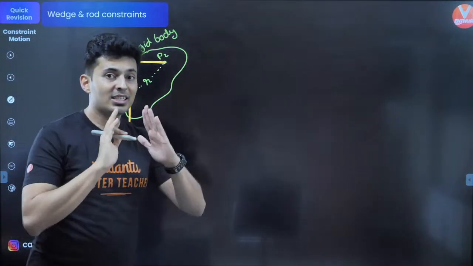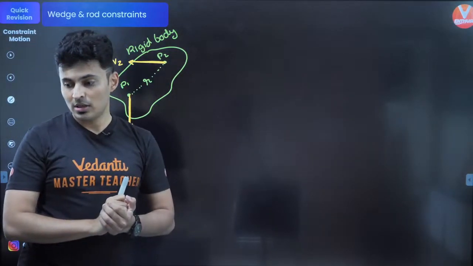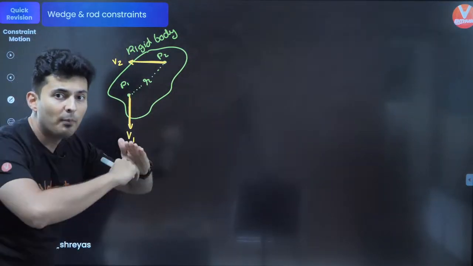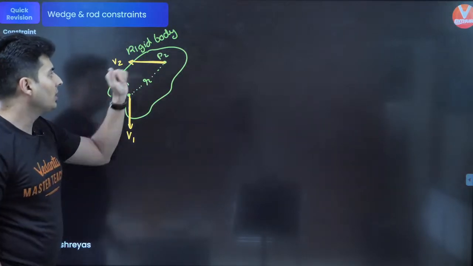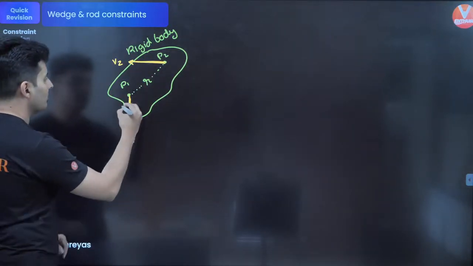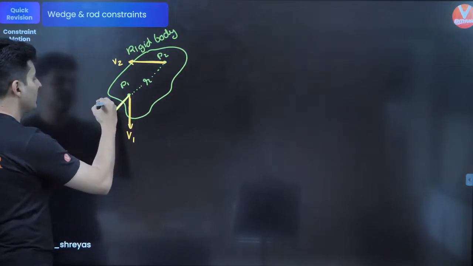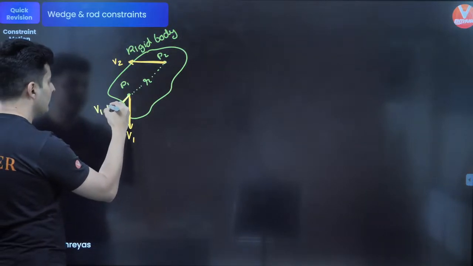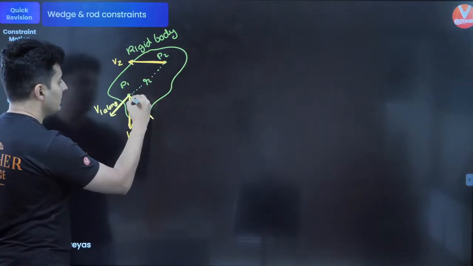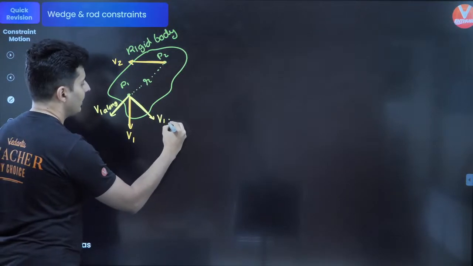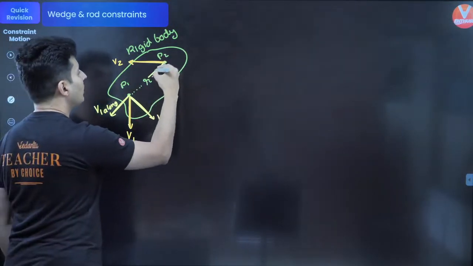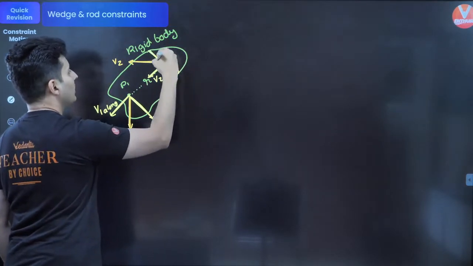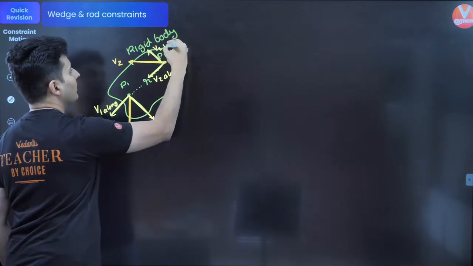What you should do is split the velocities first. Split the velocities along the line joining the two points and perpendicular to the line joining the two points. So if you split the velocity, it will look something like this. There will be one velocity which is V1's parallel velocity, V1 along, and this will be V1 perpendicular. Similarly, V2 will also have a component here, V2 along, and here you will have V2 perpendicular.